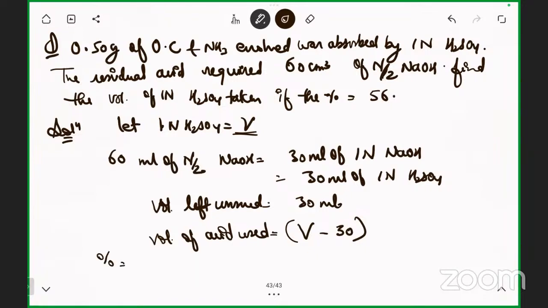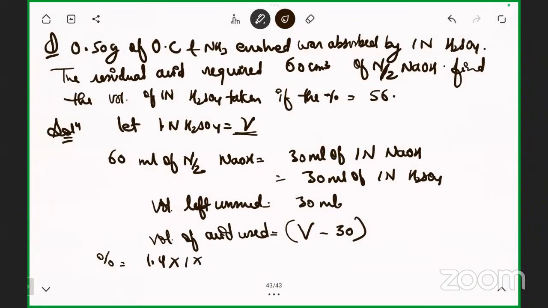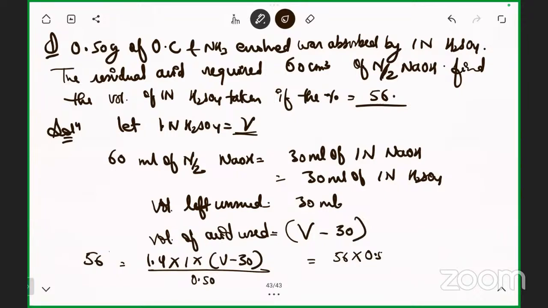Now when I start the percentage calculation, it will be 1.4 into, what was the formula? Normality. Normality is given as 1N. So it will be 1 into volume of acid, V minus 30, divided by 0.50. The percentage is also given in the question as 56. So when you calculate, it will be 56 into 0.50 divided by 1.4, which equals V minus 30. When you calculate it, V will be around 50 ml.